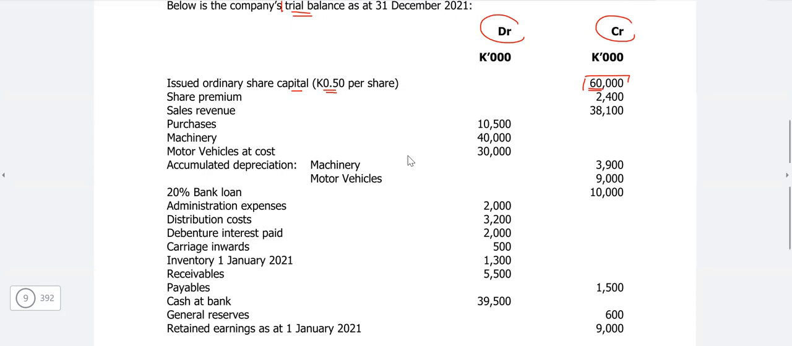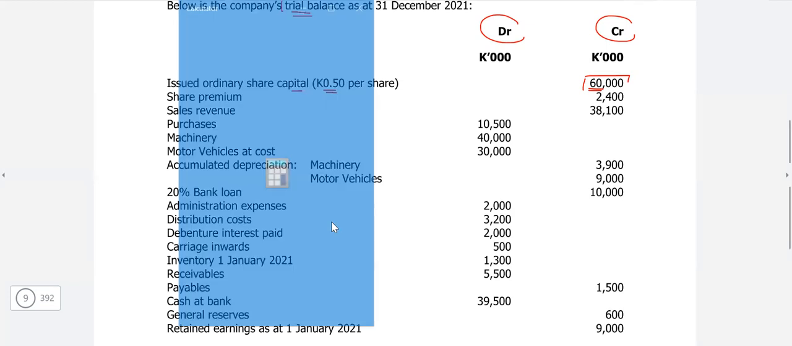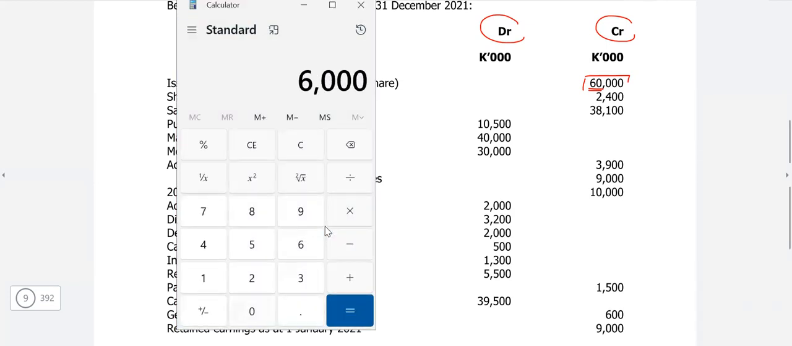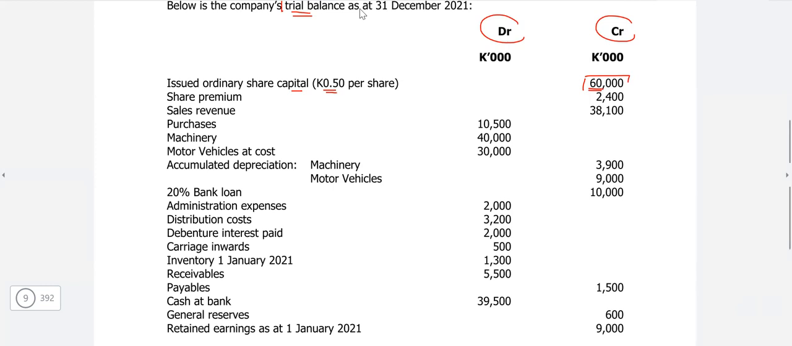Now, obviously, we know that 60,000 is the balance, and we have to calculate the number of shares. The number of shares is simply 60,000 divided by its par value, which is 0.5. So you get the number of shares, which is 120,000. You can also do it by 60,000 multiplied by 2, so you get 120,000. You can do it either way. Why we are doing that, we'll get to know in a while.